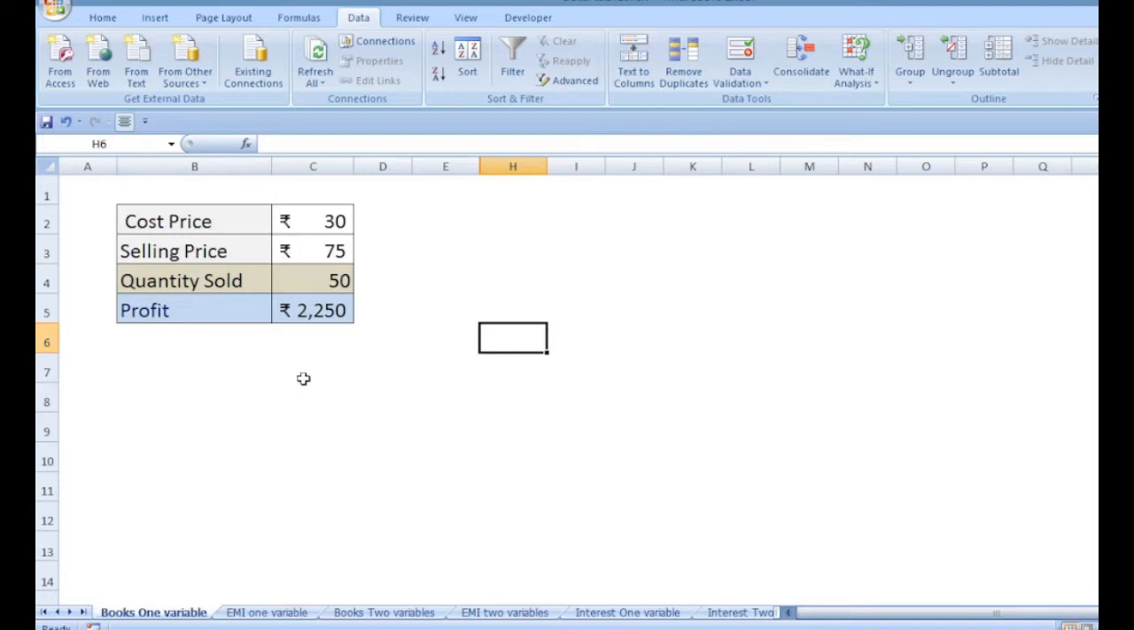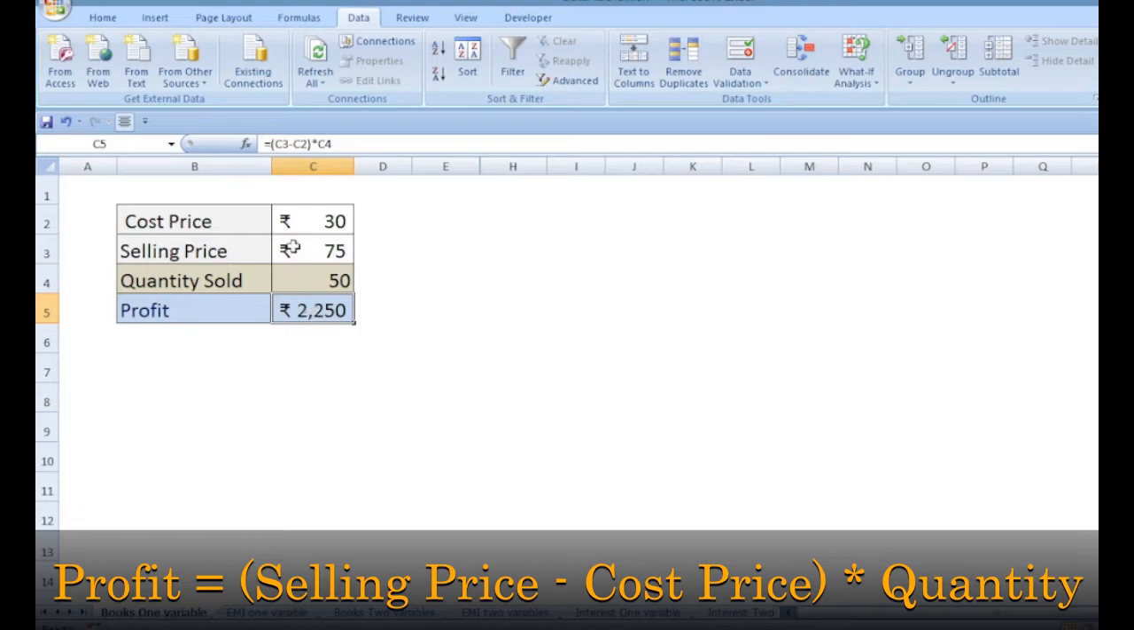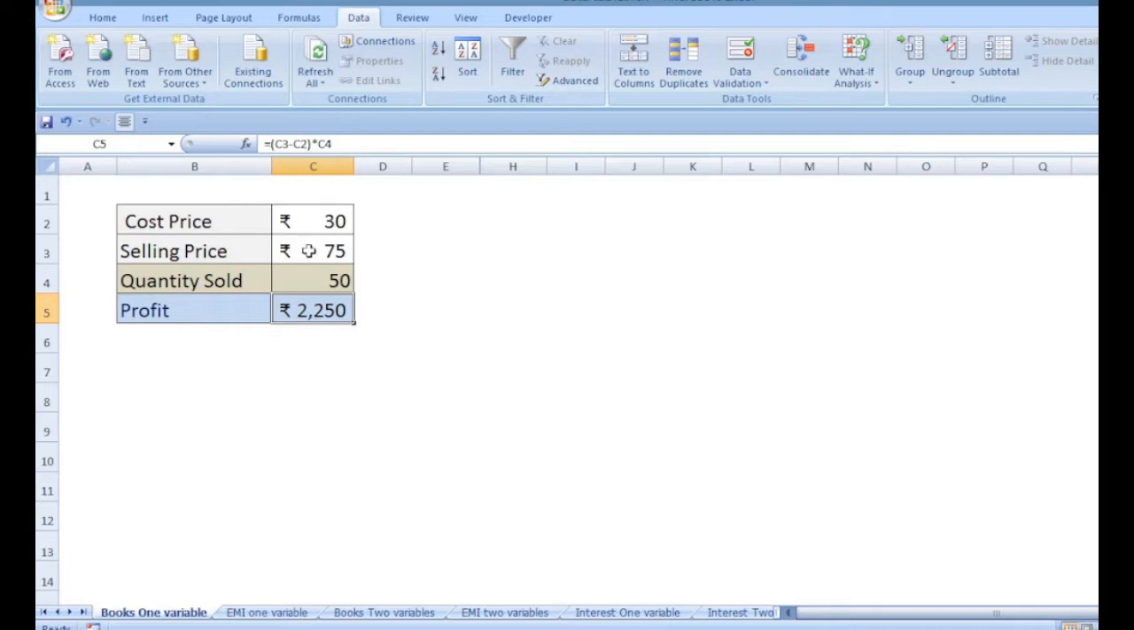Here is a table with the three inputs: cost price, selling price, quantity sold, and the profit. The formula is selling price minus cost price into quantity, C3 minus C2 into C4. If we sell 50 books at a selling price of 75, we will make 2250. What if I sell 60 books or quantities? Then I will get the profit 2700.